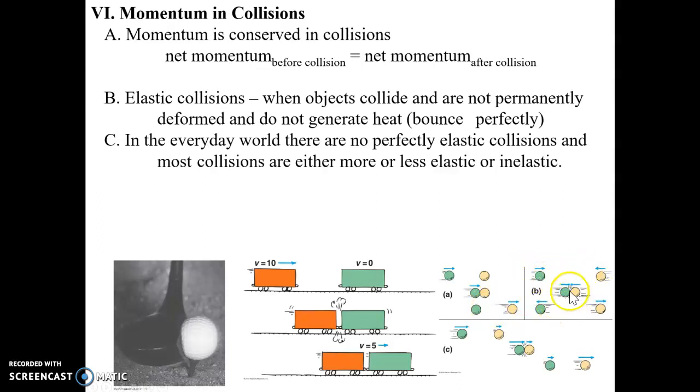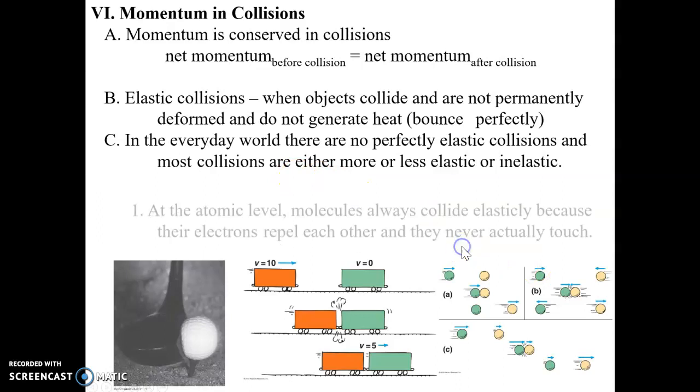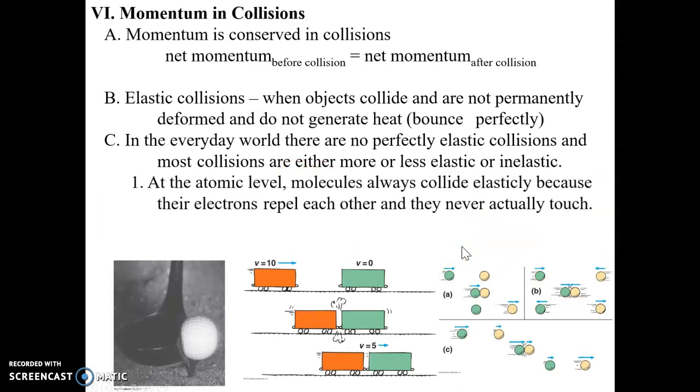These are just other examples. They could come together and they might hit and bounce off in opposite directions, but technically they would not ever actually touch, because of that repelling of the electrons, or the repulsion force of the electrons. So anyhow, those are all elastic collisions. The only perfectly elastic collisions occur at the atomic level, where molecules always collide elastically because their electrons repel each other and they never actually touch each other.